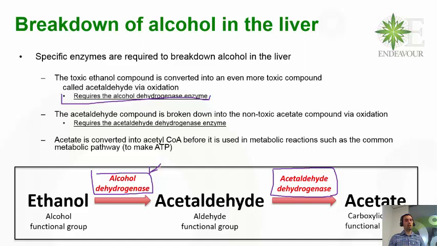It will occur at such a low level that you might as well not even consider it. So we need that enzyme for the process to be facilitated. And now once we've got that acetaldehyde, we then oxidize that further in a second redox reaction where the acetaldehyde is converted into the non-toxic acetate. And this requires a second enzyme called acetaldehyde dehydrogenase. So each chemical reaction requires a specific enzyme that's unique to that chemical reaction. So without either of these enzymes, the alcohol breakdown process would not be working properly.